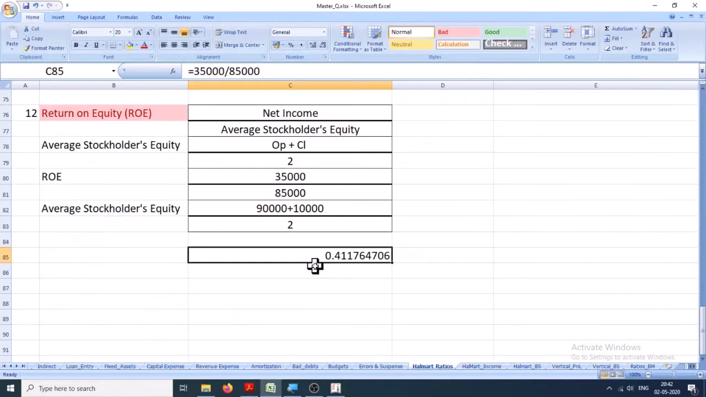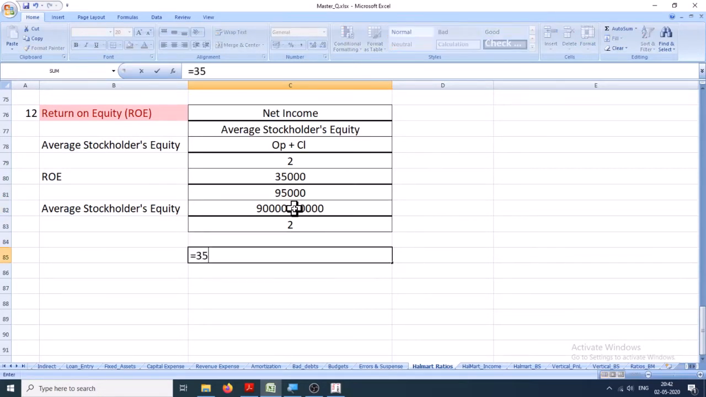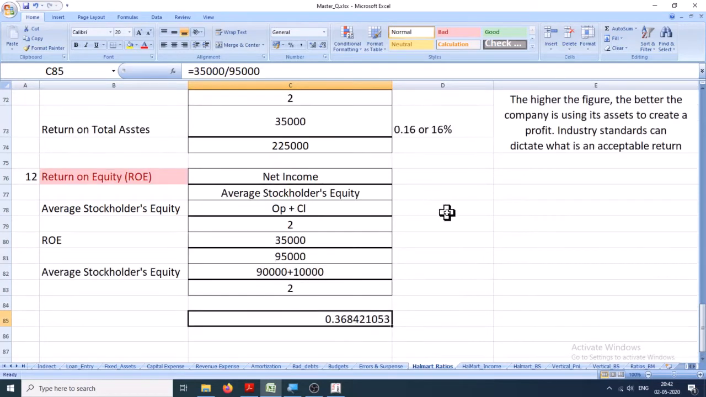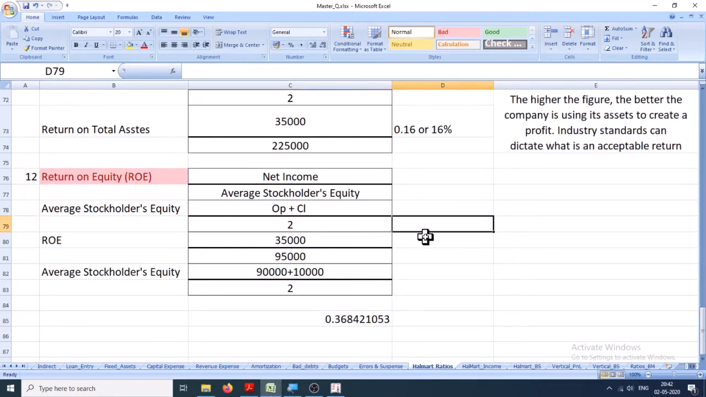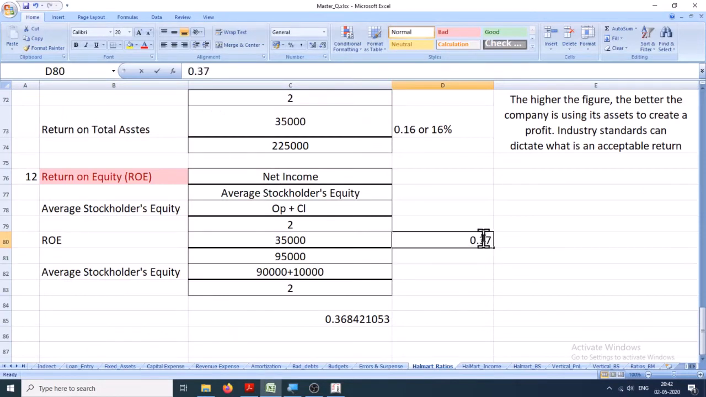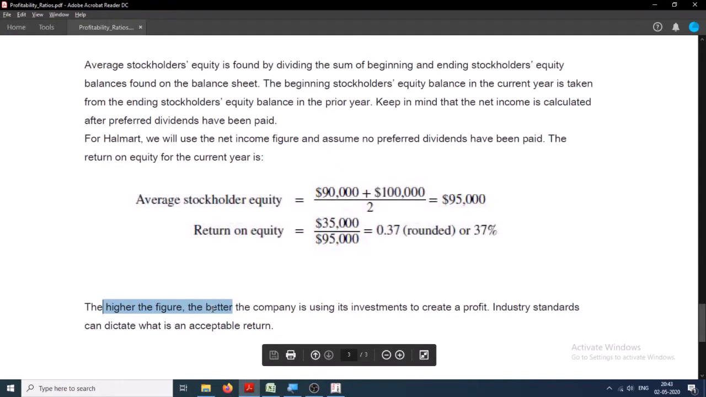Okay, it was wrong. This is 95,000, and 35,000 divided by 95,000 gives 0.37. So the ROE is 0.37, or 37 percent. It is a good ROE. Now, the higher the better.